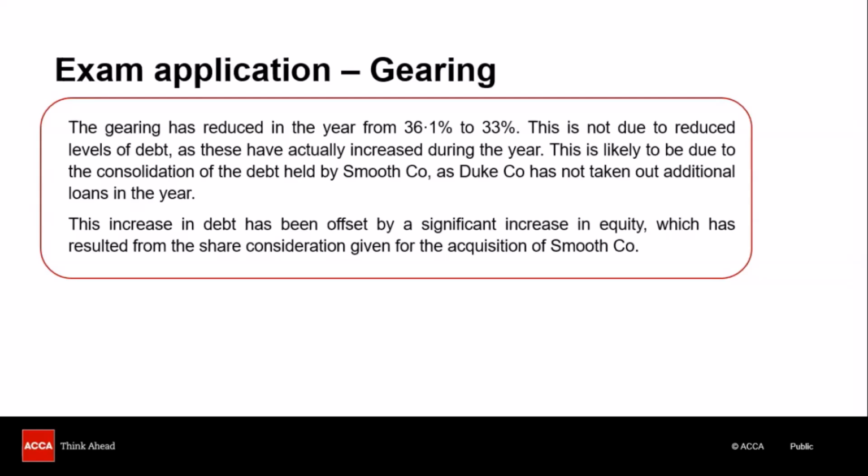So this is likely due to the consolidation of debt held by Smooth company, as Duke company has not taken out any additional loans. So one company had gone and acquired the other company in this question. So they say that the parent company has not taken any loans, which means that the higher debt figure is due to the inclusion of the debt of the subsidiary company. This increase in debt has been offset by a significant increase in equity, which has resulted from the share consideration given for the acquisition of Smooth company.